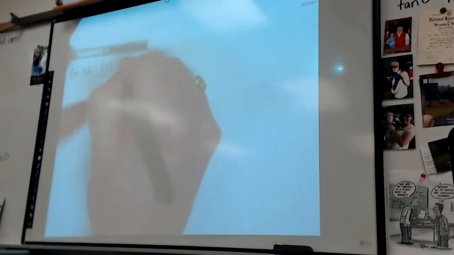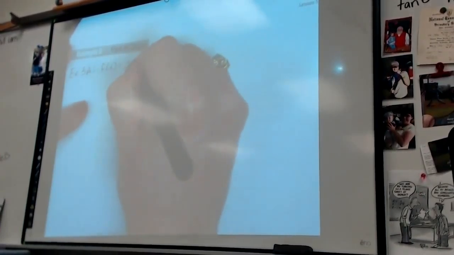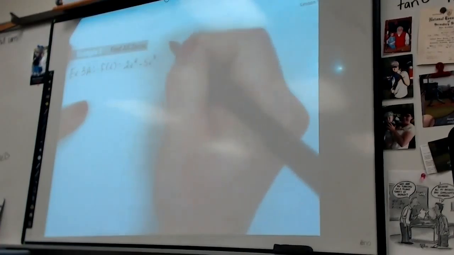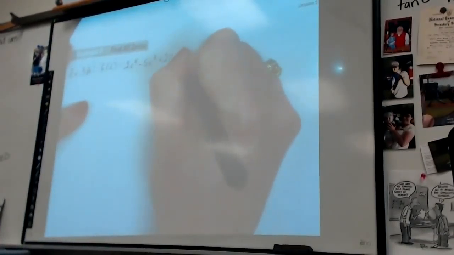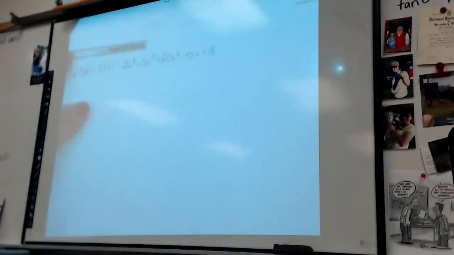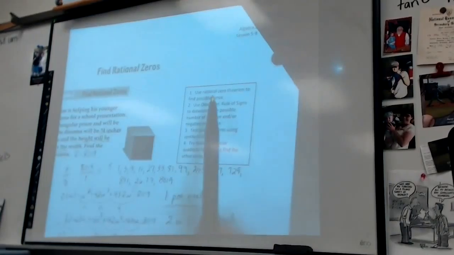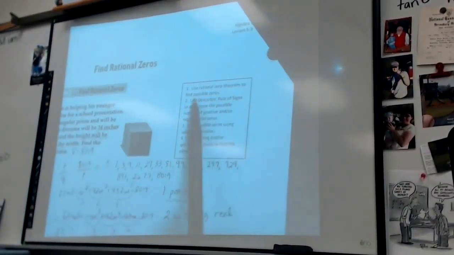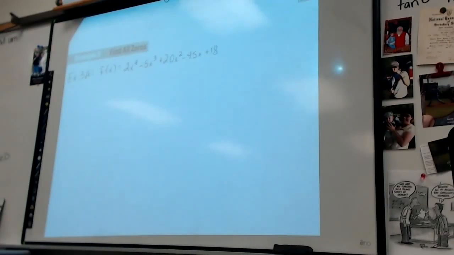All right, f of x equals 2x to the 4th minus 5x cubed plus 20x squared minus 45x plus 18. All right. We look over here. To find all the zeros, you want to use the rational zero theorem to find the possible zeros. I should say possible rational zeros. All right, so this is the P over Q thing.